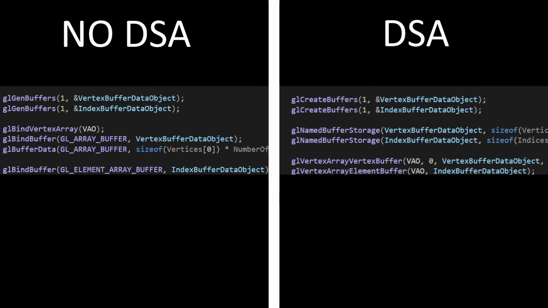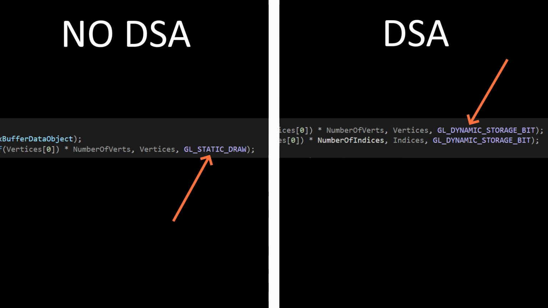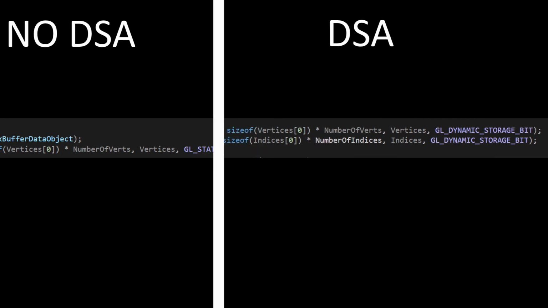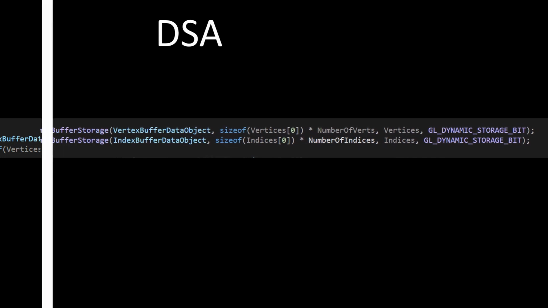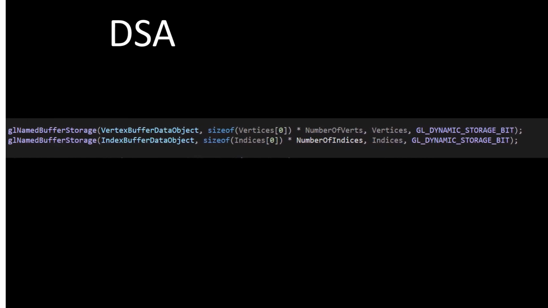Now, instead of the buffer data, we have a very similar looking function called glNamedBufferStorage. This is how we access the buffer now. There's no longer a type, just the name, and everything else is the same apart from the static draw bit on the end. This is now dynamic storage bit. If you remember from before, static basically means it's never modified, so dynamic means that the data can be modified. So that's the buffers filled and stuff.